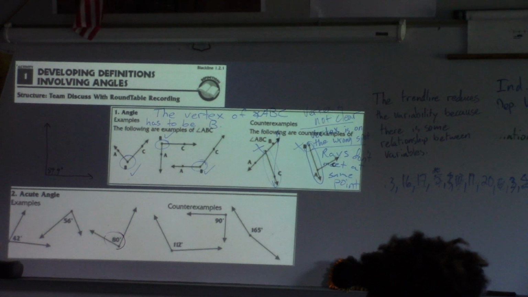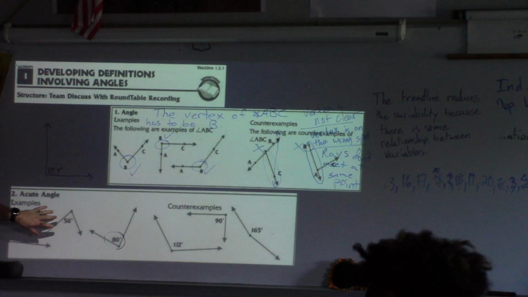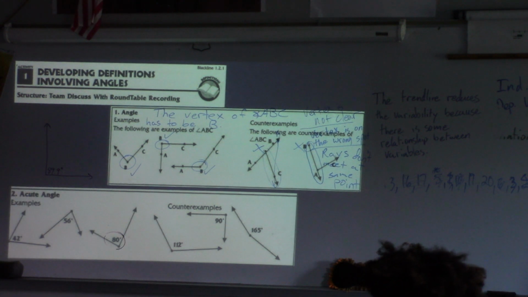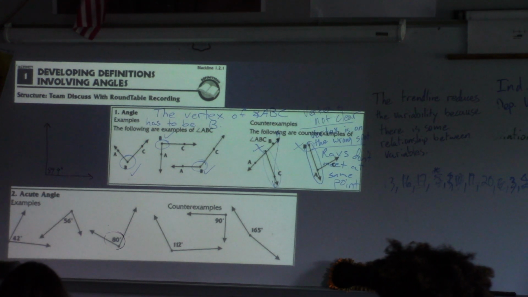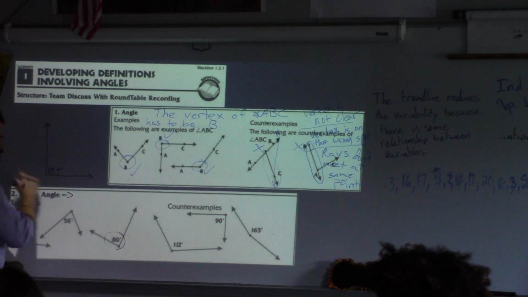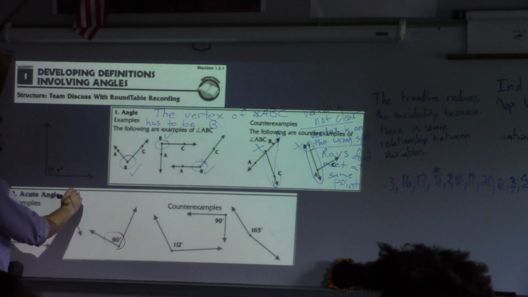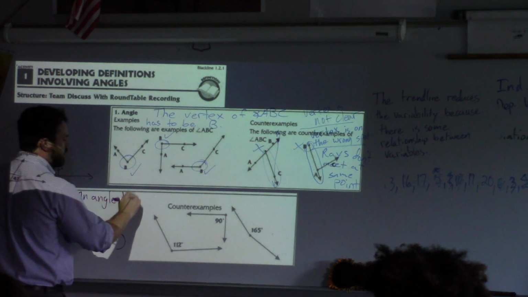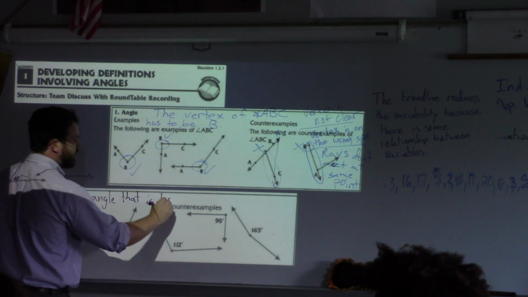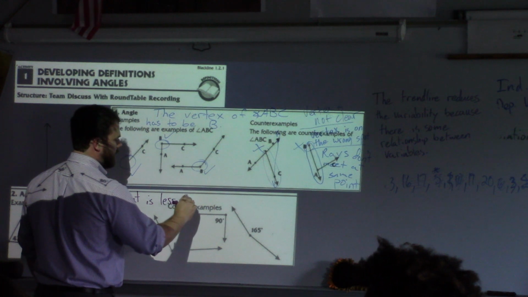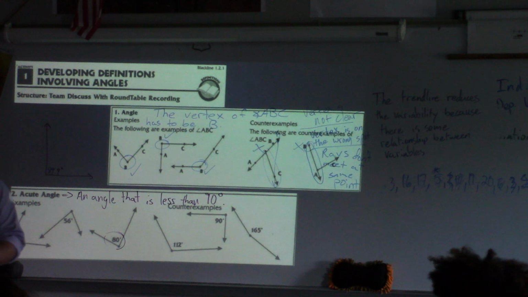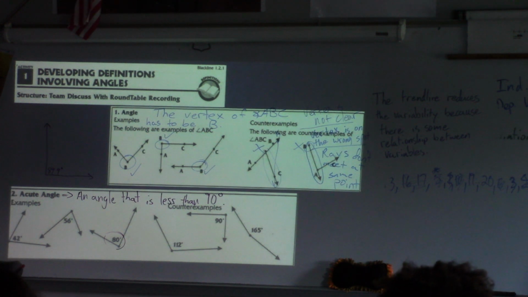Alright, so please notice the counterexample should give you a hint. What is the smallest angle in the counterexamples? 90 degrees. That 90-degree angle, that's a right angle. So we'll talk about that, but an acute angle is an angle that is less than 90 degrees. Make sure you have that note. You got to know what an acute angle is. So that's the acute angle, less than 90 degrees.